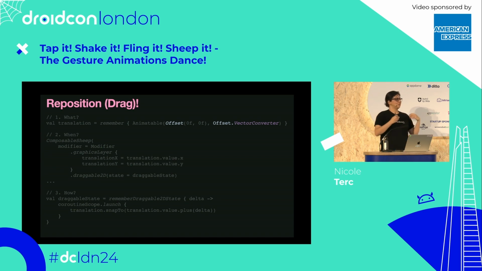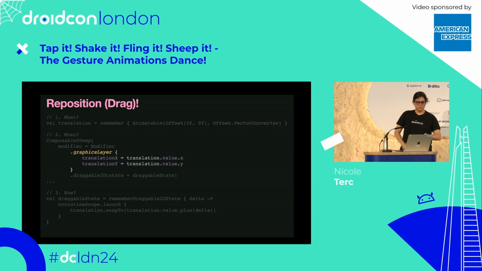So in order to use an offset as an animatable, I need to pass also a vector converter. Don't worry, I'm still not building anything. All of this is out of the box. The only thing you need to remember is that if you're creating an animatable and Android Studio complains, just check if there's already a vector converter you can use in order for your animatable to work.